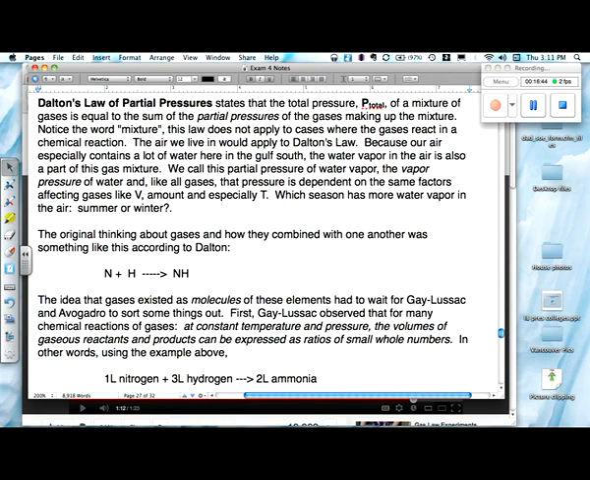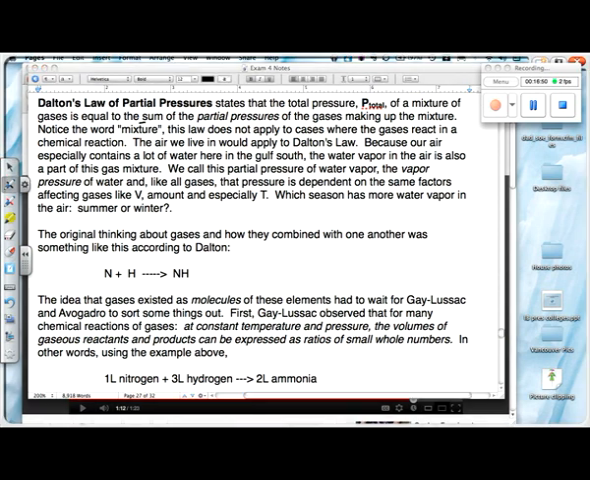All right, Dalton's law of partial pressure states that the total pressure of a mixture of gases is equal to the sum of the partial pressures. So where are we most familiar with a mixture of gases? In our own atmosphere. Notice the word mixture: this law does not apply to cases where gases react in a chemical reaction. We'll go over the rest of this in just a moment.